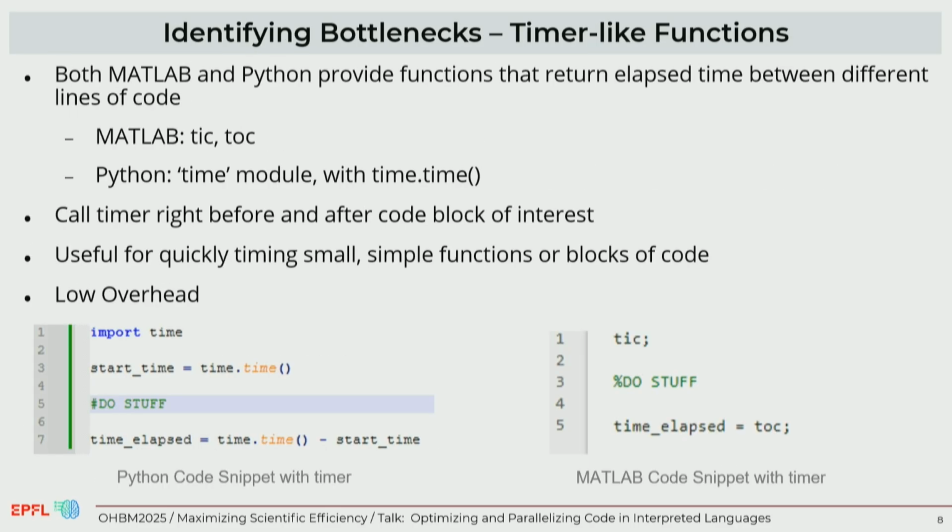So how do you figure out what parts of your code are actually slowing you down? The first one is really simple, basically a stopwatch-like function. Both MATLAB and Python provide functions that work like a stopwatch. MATLAB's got tic and toc, Python's got the time module. All you do is find the block of code of interest, start a timer right before, run it, and figure out how much time elapsed. At the bottom left and right here, I've got examples of doing that in Python and MATLAB.